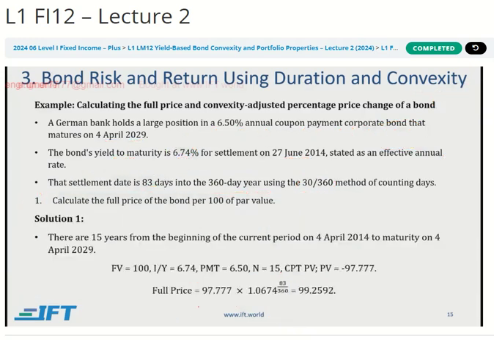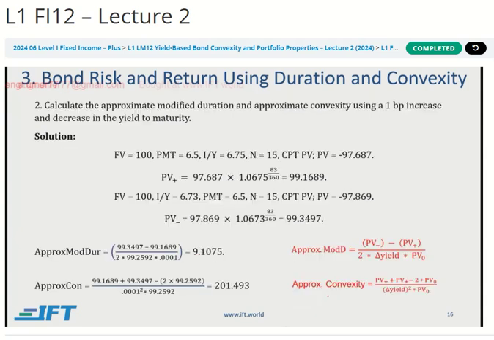Right, so hopefully you were able to do the first part easily. I helped you out with that quite a lot. You just have to calculate the PV based on 15 years, PMT of 6.5, I/Y of 6.74, FV of 100, and then you load it up for the 83 days of interest and you get 99.2592.